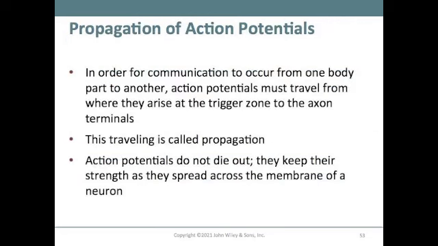12.2. Propagation of action potentials, page 440. In order for communication to occur from one body part to another, action potentials must travel from where they arise at the trigger zone to the axon terminals. This traveling is called propagation. Action potentials do not die out. They keep their strength as they spread across the membrane of a neuron.